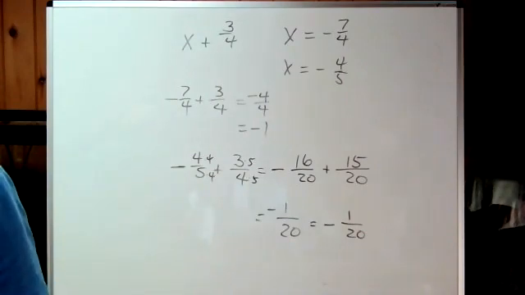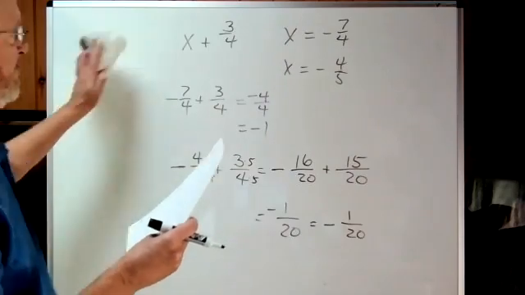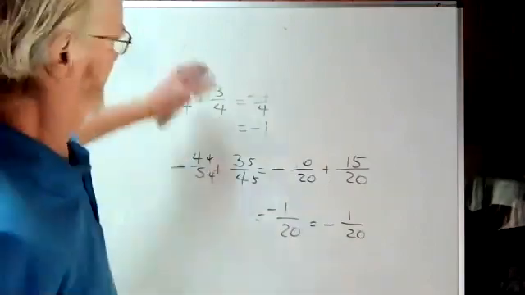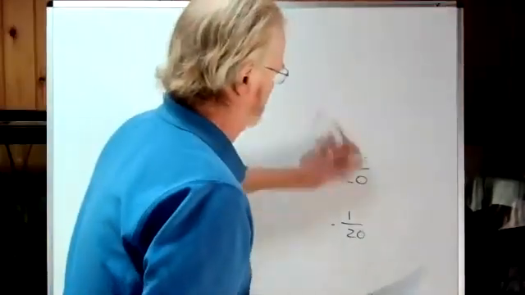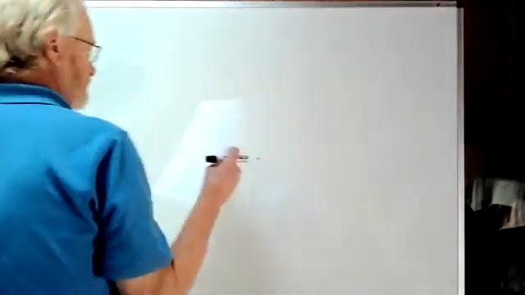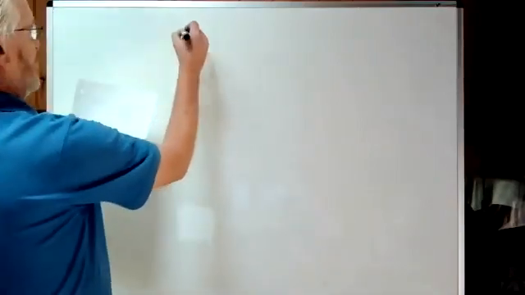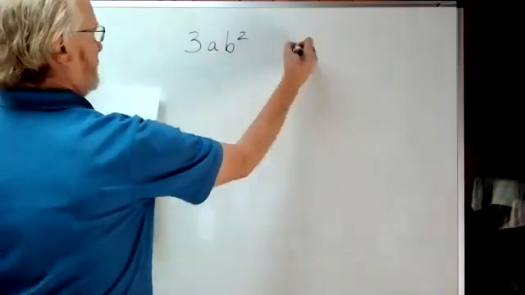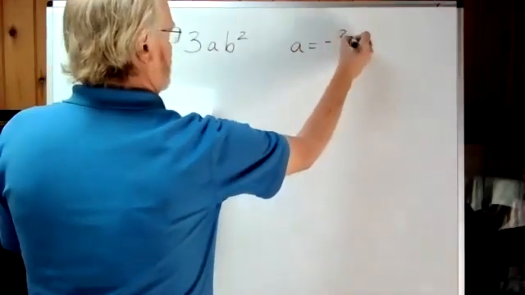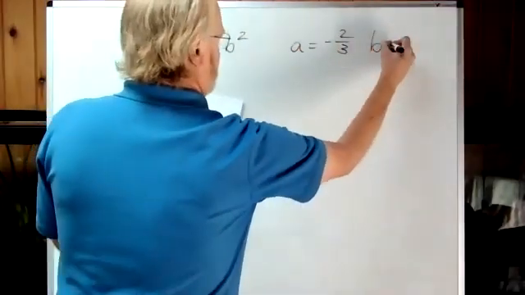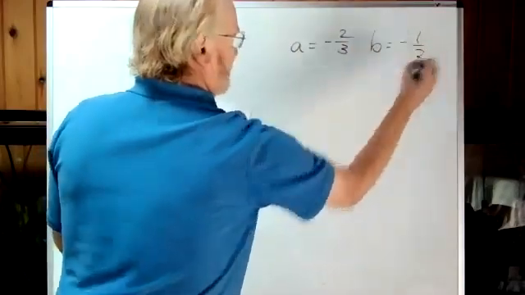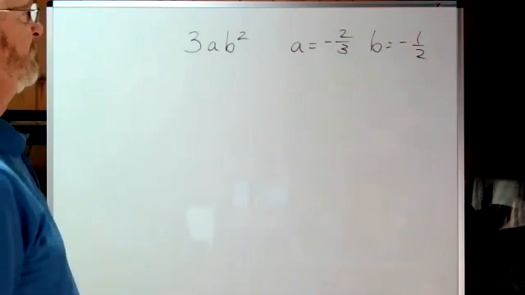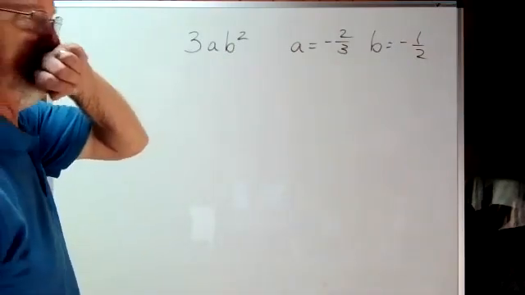How about a couple more of those? At least one here. If you run out of time, you gotta go. But how about 3ab squared, where a is negative 2/3, and b is negative 1/2? The nice thing about this one is it's multiplication. So plug in those numbers.